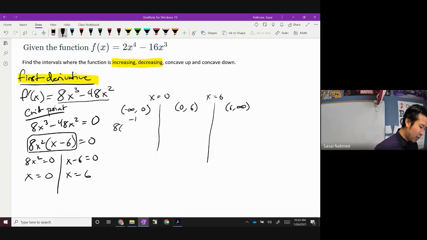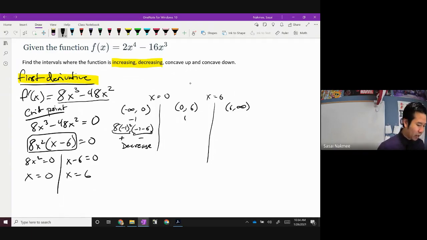I'll end up with 8 times -1 squared times -1 minus 6. 8 times -1 squared is going to come out as a positive number. This right here is going to come out as negative, which tells me that this is decreasing, because I'm going to end up with a negative number there. Decreasing, right?